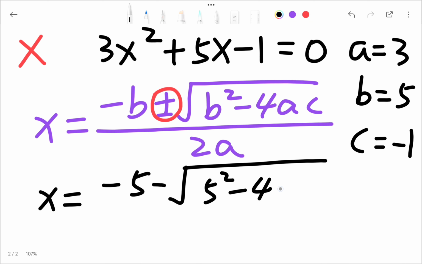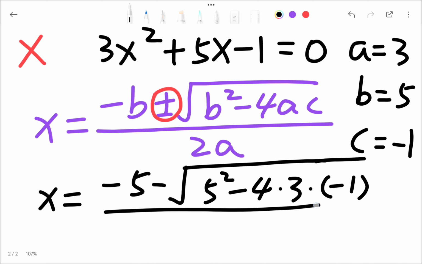The dot here means multiply. And please use brackets around negative numbers. Okay, and you can simplify this further to find one of the two answers of x. After that, please repeat this formula with a plus sign instead to find the other solution.